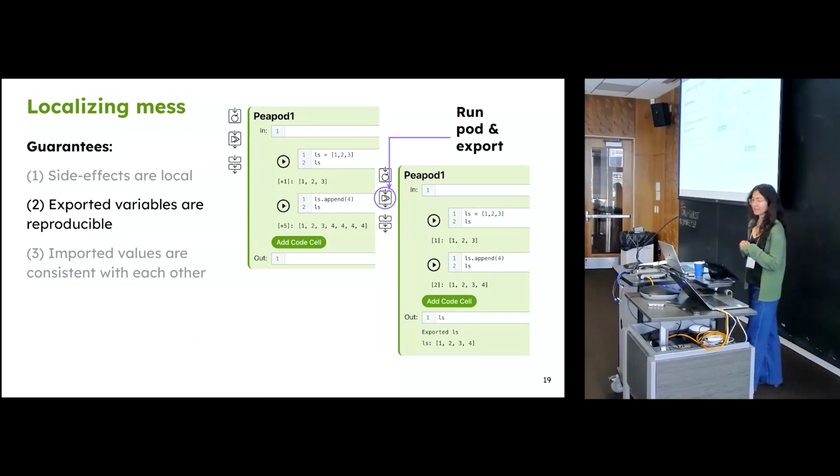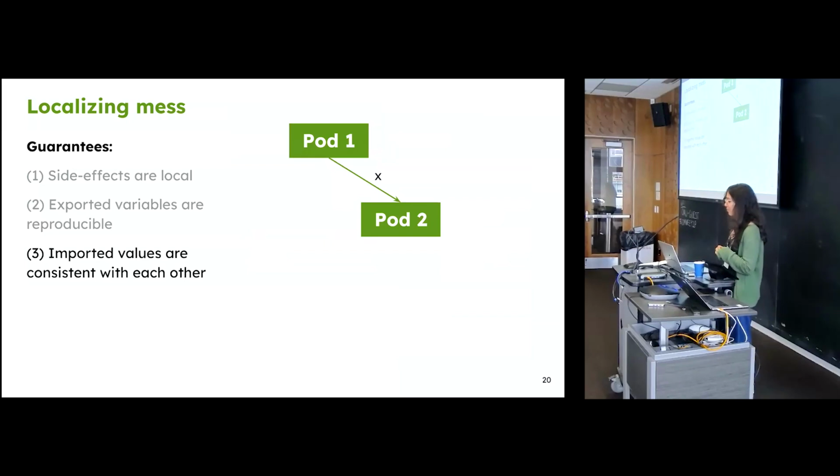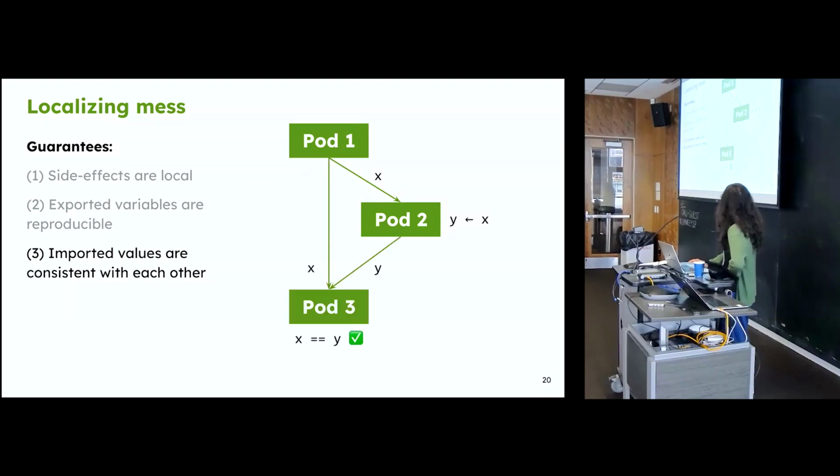And by this, I mean that in order to export from a pod, you must run it in full and linearly. And then finally, imported values must be consistent with each other. So for example, if pod 1 exports X and pod 2 sets Y to X, then if pod 3 uses X and Y, they are guaranteed to be equal to each other.